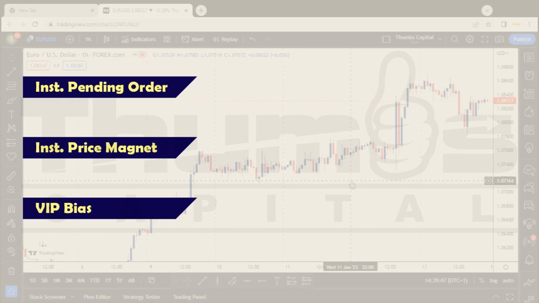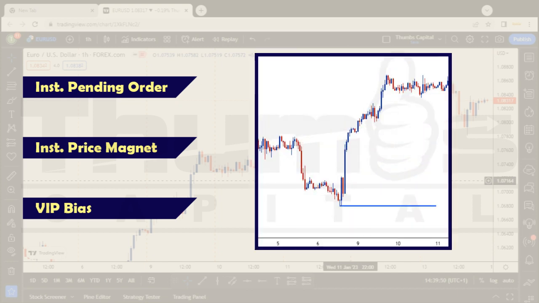The institutional pending order is the most important one out of the 3 data because it tells the present as well as the future plan of the institutions. If we get an institutional pending order like this one right here, it means the institutions are already in a buy position on this day and they have placed the pending buy order below this low to add more to the buy so as to protect the old buy and add more order at a better price. I believe you see why I said it tells the present and the future now.